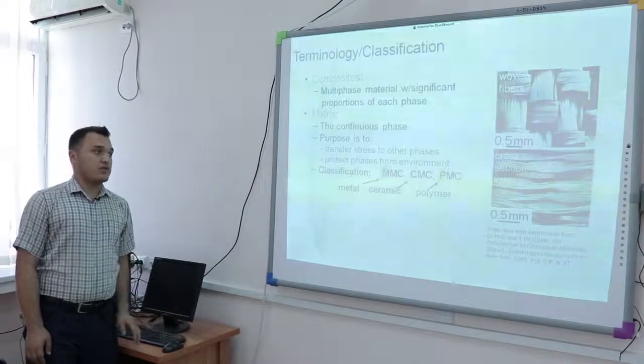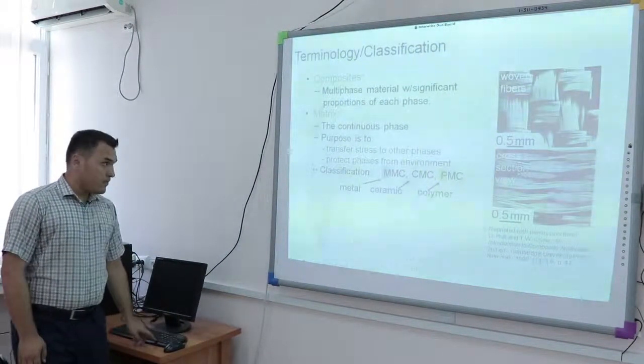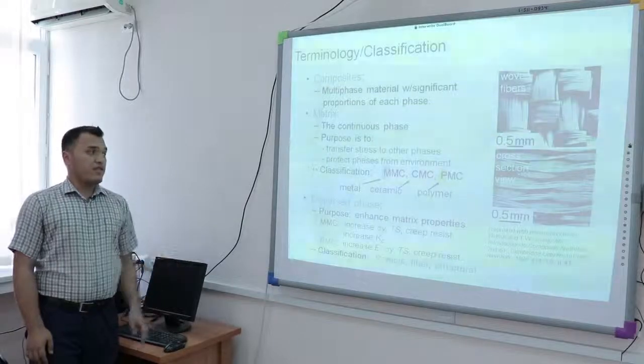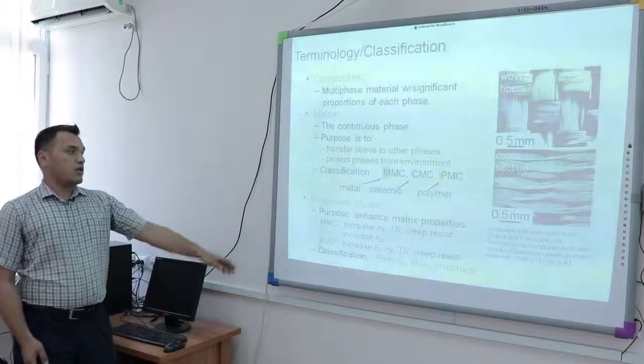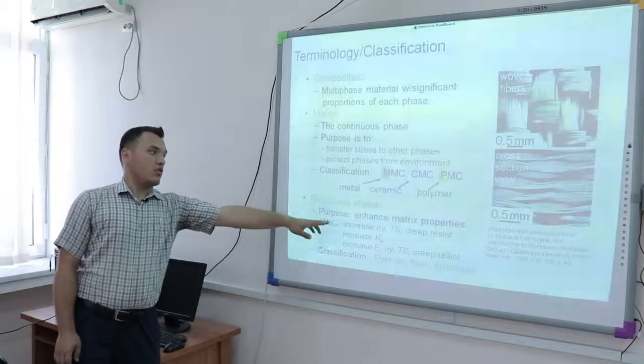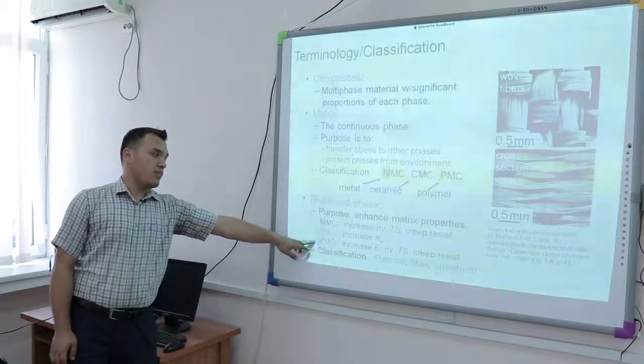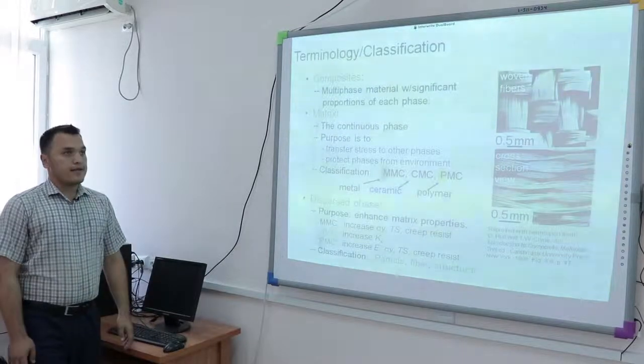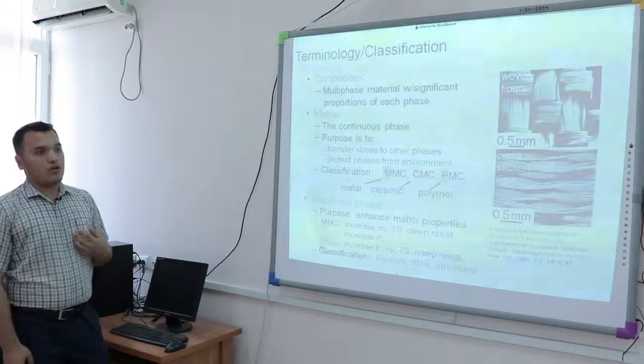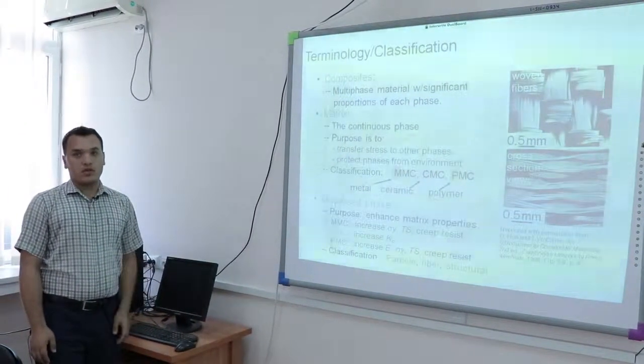And this is the classification of composite materials. Dispersed phase, you can see the classification. This is metal, this is ceramic and polymer. And we can also use wood in composite materials.